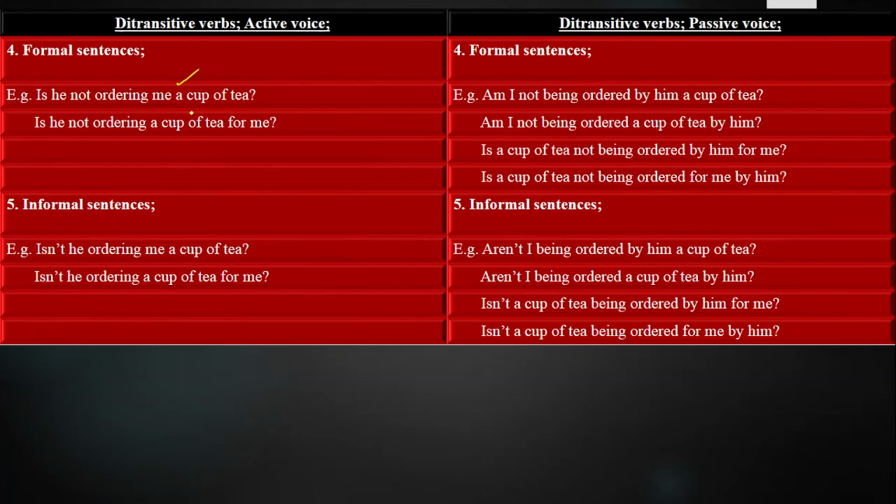Is he not ordering a cup of tea for me? Am I not being ordered by him a cup of tea? Am I not being ordered a cup of tea by him? Is a cup of tea not being ordered by him for me? Is a cup of tea not being ordered for me by him?